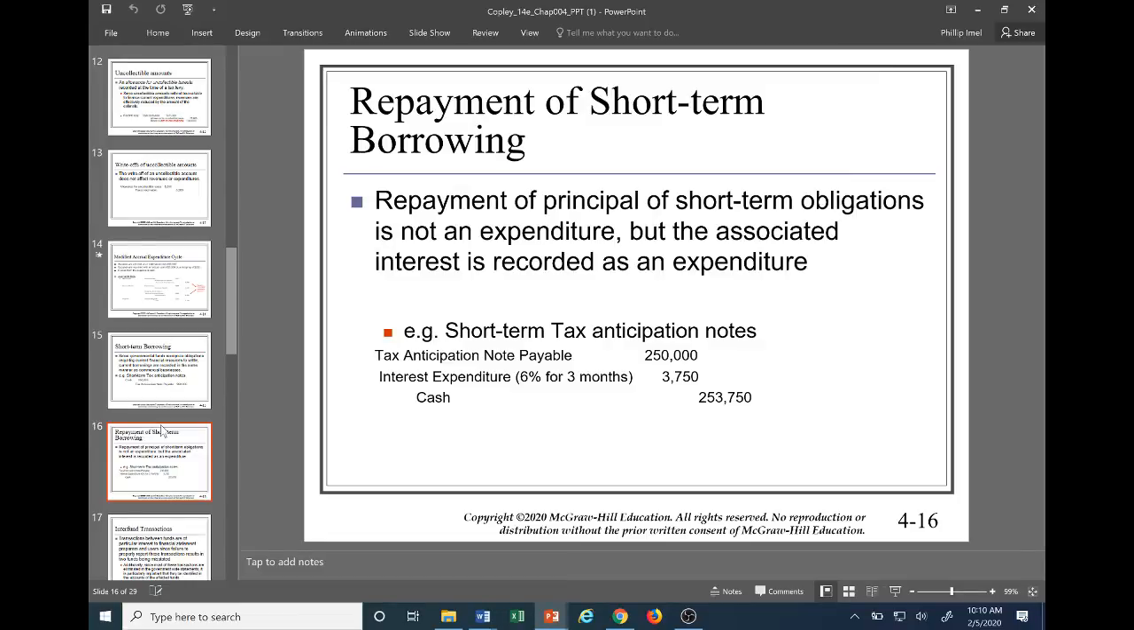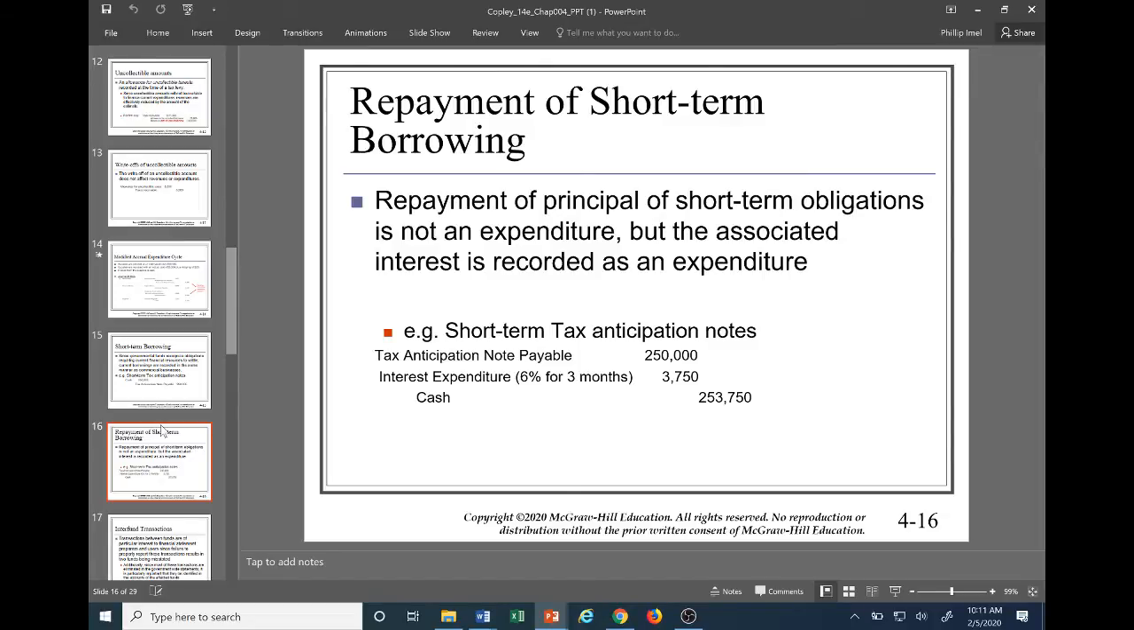Now how would we calculate interest here? I know a lot of times students can have trouble calculating interest. How do we go about calculating 6%? How did they get 3,750 out of 250? I think it's multiplying 250 by 6%, and then dividing it by 12 and multiplying it by 3. Yeah, you're on the right track. So what you're saying is we take the $250,000 and multiply that by 0.06, right? And then we multiply that by 3 divided by 12, right? Because that's how long it was outstanding.